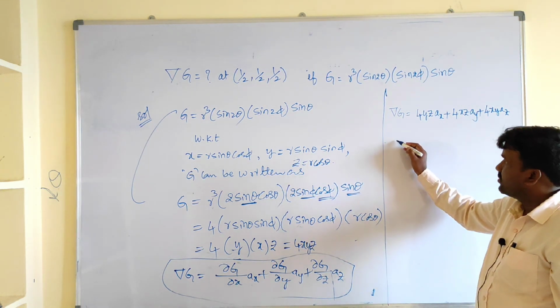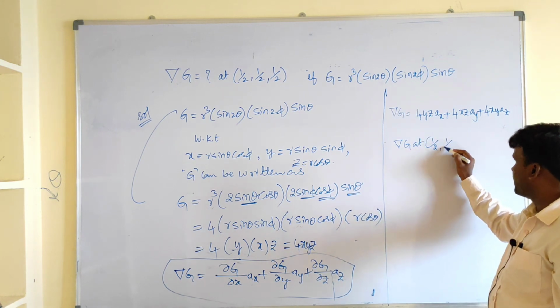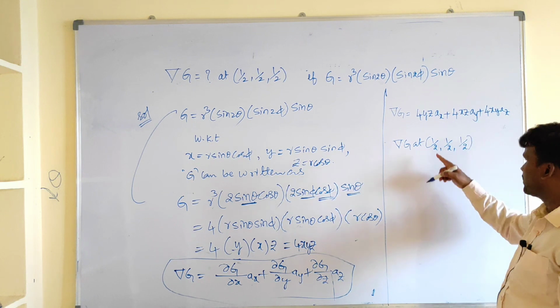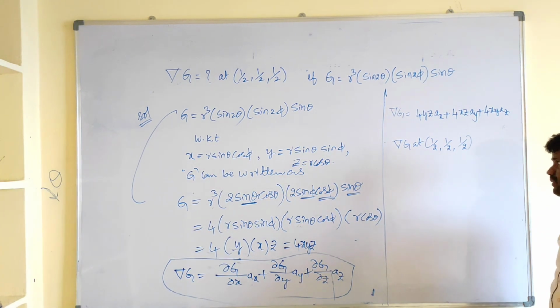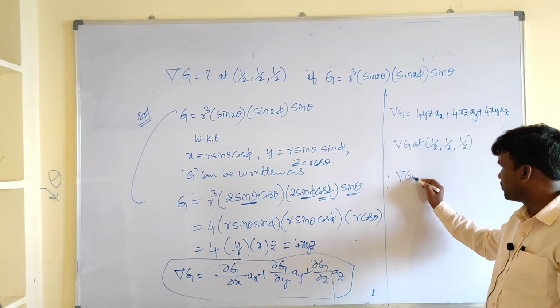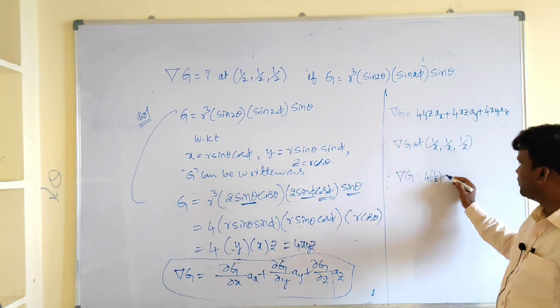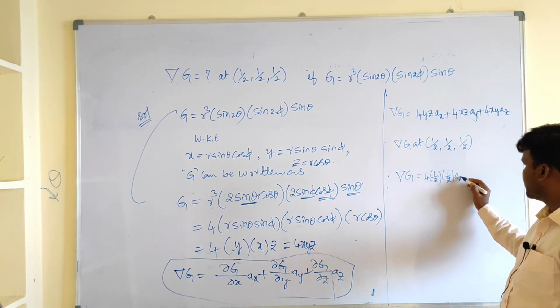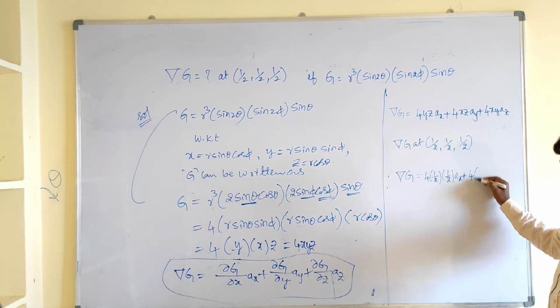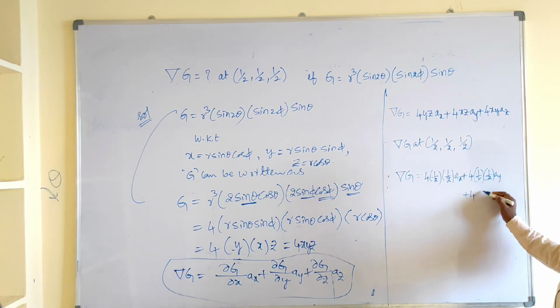They are asking us what? That is del g at (1/2, 1/2, 1/2). That means x equal to 1/2, y equal to 1/2, z is also 1/2. Therefore, del g at this point is equal to 4 into, what about y? All are 1/2, 1/2, 1/2, 1/2 into ax. And second one, that is 4 into x is 1/2 and z is also 1/2 into ay, and last term I am writing here, that is 4 into xy, that is 1/2, 1/2.